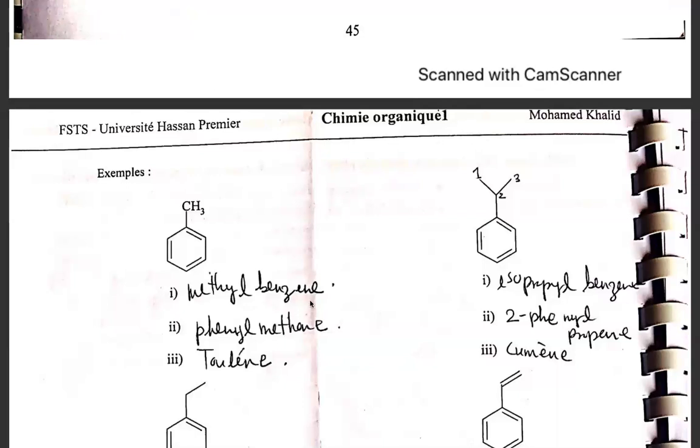At position 1 and 3, you call it this. At position 1 and 4, you call it this. At position 2 and 1, you call it this. So if the methyl is found at position 1 and 2, it will be called this. So you'll be able to say that this compound is para-oriented, this one is ortho-oriented, this one is meta-oriented. Just by looking at the nomenclature, you'll be able to tell that this is a para-orientation, this is a meta-orientation, and this is an ortho-orientation.